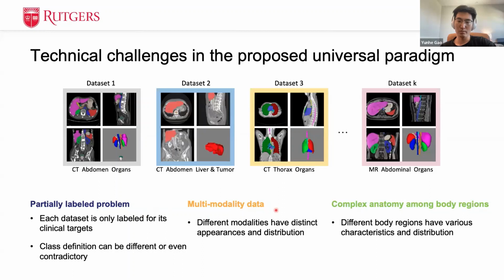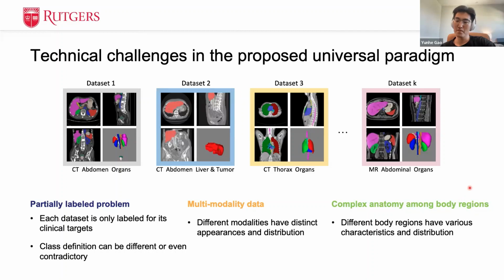Besides the partially labeled problem, there are also other challenges caused by the heterogeneity in the medical image data. For example, data with different modality or data from different body regions shows very different appearance and distributions. Such heterogeneity in the data causes challenges in the universal paradigm. So because of these challenges, joint learning from such heterogeneous medical image datasets has long been considered not viable.